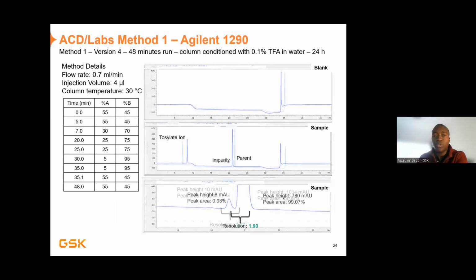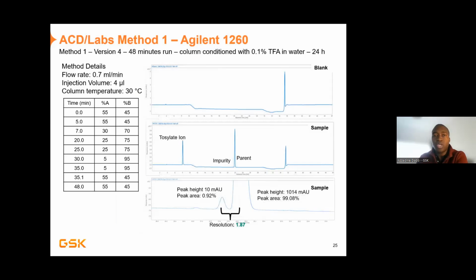What we're also able to do is, how about if we actually transfer this method onto a 1260? So the previous slide was using a 1290. So how about we use a 1260? What does that actually mean? So how can we go from using a high pressure instrument to a lower pressure instrument and make sure we still have that selectivity present and resolution? So as you can see here, even using a 1260, using the same method, we're seeing a resolution of 1.87 as well.